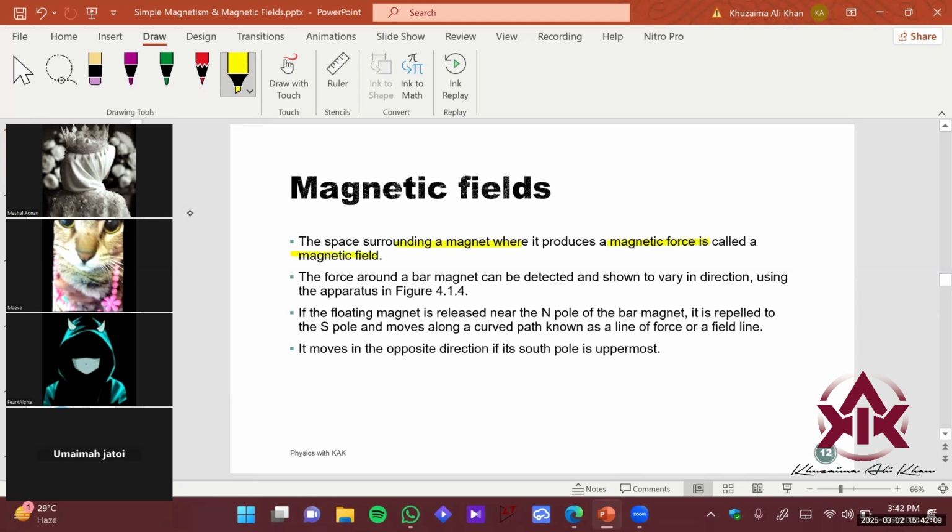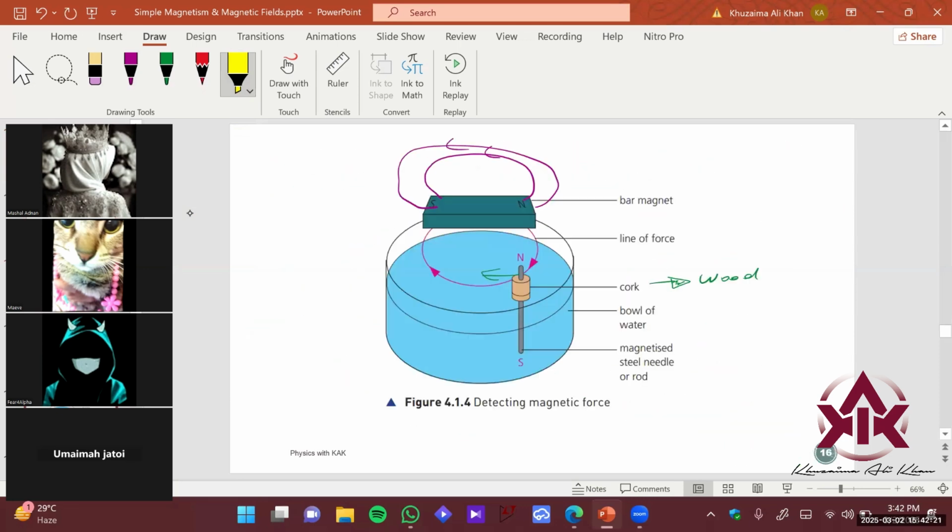The force around a bar magnet can be detected and shown to vary in direction using a plotting compass, basically Figure 4.14. Now the experiment we had, 4.14, is basically used to detect the strength of the magnetic field. The closer we are to the north pole of the magnet, the force of repulsion will be greater, because the distance is pretty close and here we have many more field lines. If you go into this region, let's say the wooden cork is here, you have much weaker field lines here.